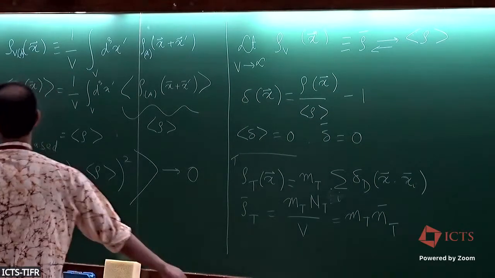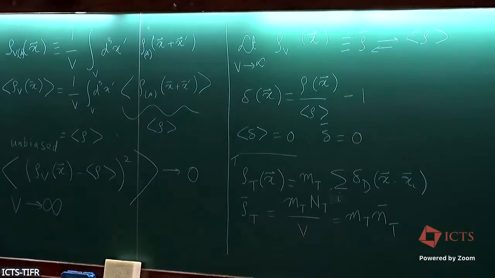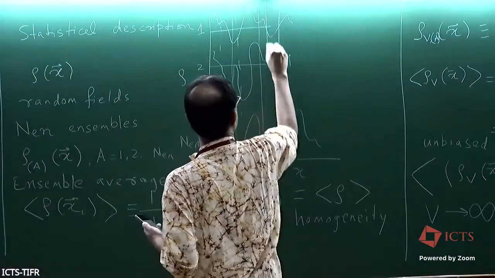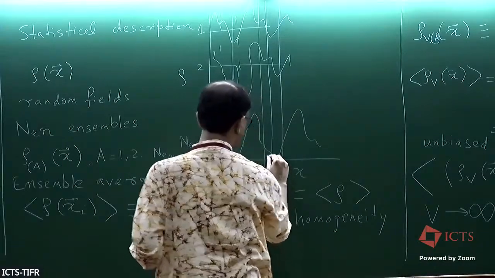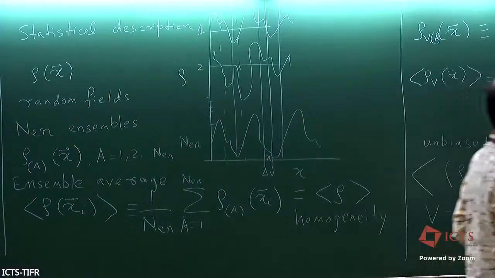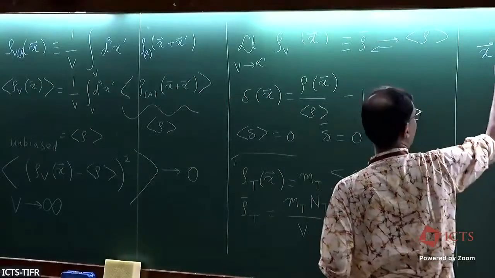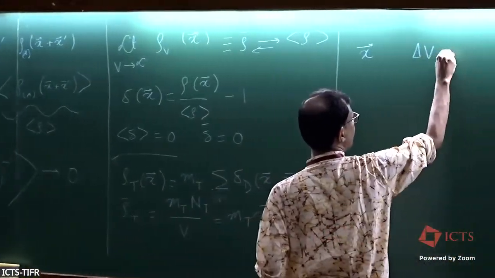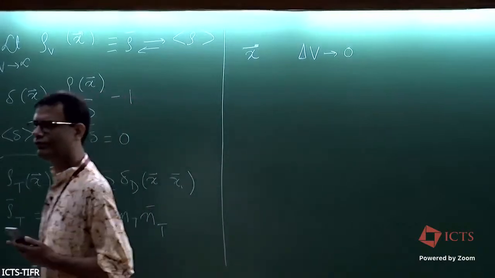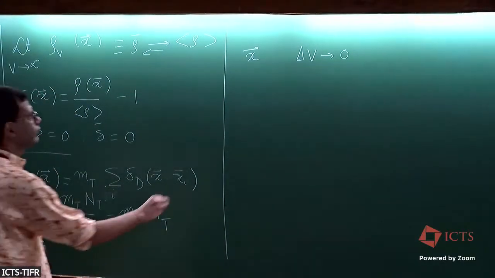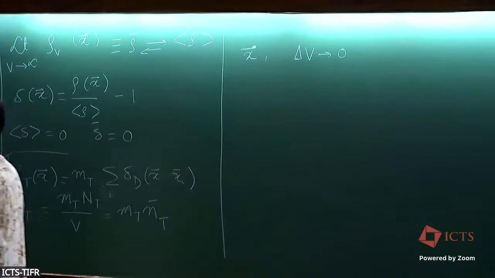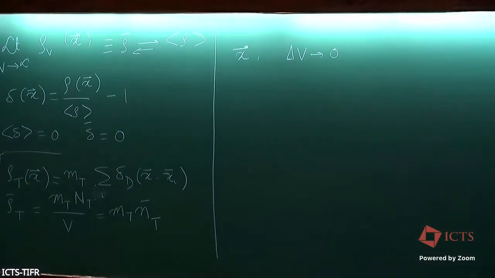Now, imagine I consider an infinitesimal volume delta V around some point x. So I take a point x, and around that I consider an infinitesimal volume delta V. Basically, you have to take the volume so small that it will contain either no tracer or at most one tracer.